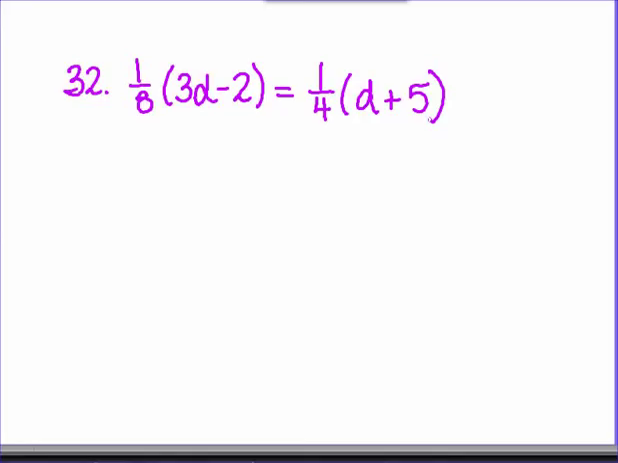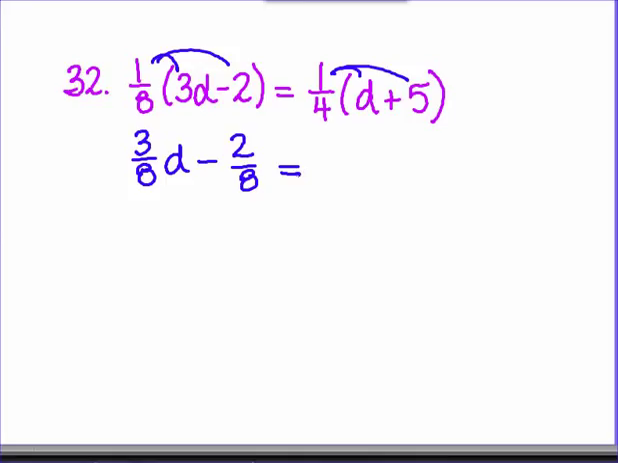What should you do first? Distribute. Okay, so let's distribute. When I distribute the 1/8, you get 3/8 d minus 2/8. Okay, I could write that as 2/8. I could even do that. I'll do that for right now, but understand you could reduce that down.